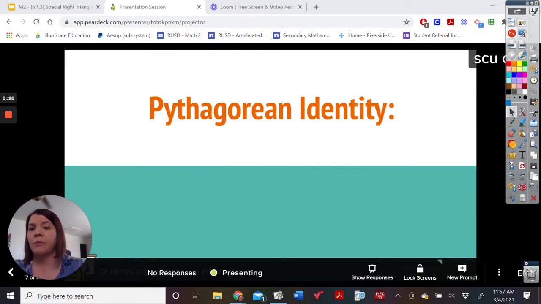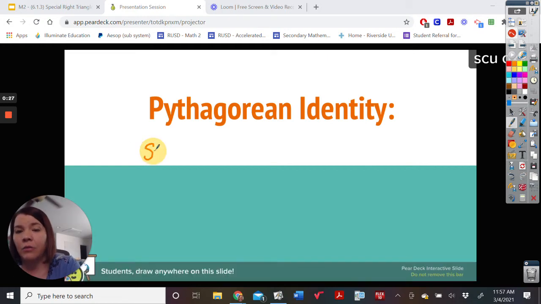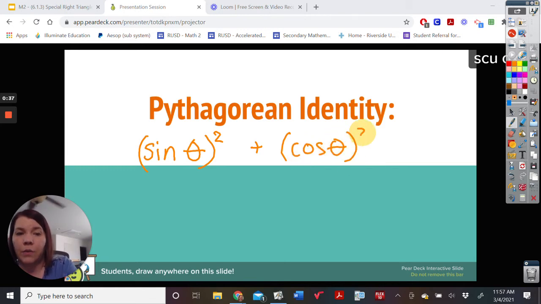So on this slide, we may have done this in class, we may not have. I'm assuming we did a little, but we're going to continue with it. So we know that sine of some angle theta, quantity squared, plus cosine of that same angle, quantity squared, equals 1. This is often abbreviated like this.